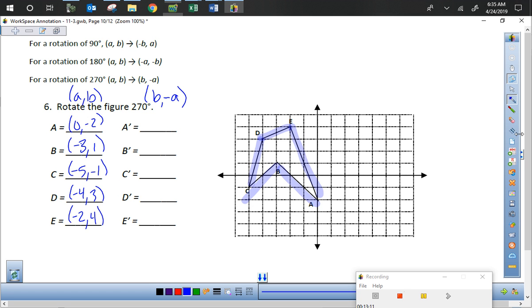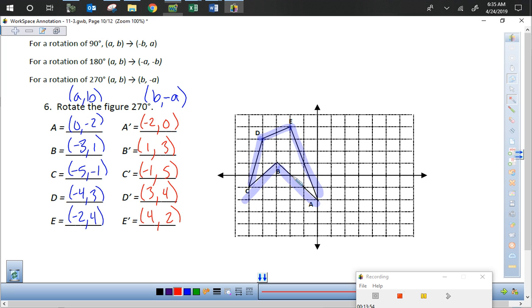Alright, so this one is 270 degrees, our last rotation type here. It says for this, we're going to go B, stays the same, but the A switches signs. So going through our points here, B stays the same, -2, but A switches signs. We can't take the opposite of 0, it's just 0. The next one, B stays the same, so 1 stays, but A switches to +3. Next one, -1 stays, -5 goes to +5. 3 stays, and then 4, and finally 4, 2.